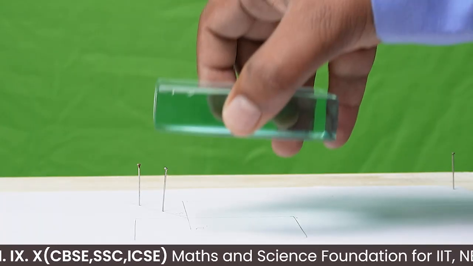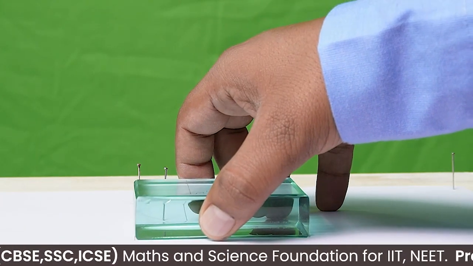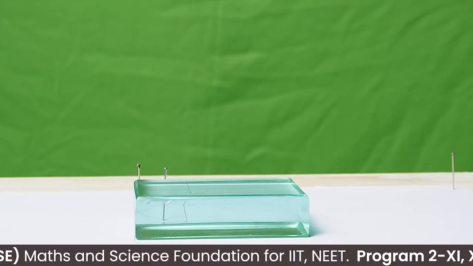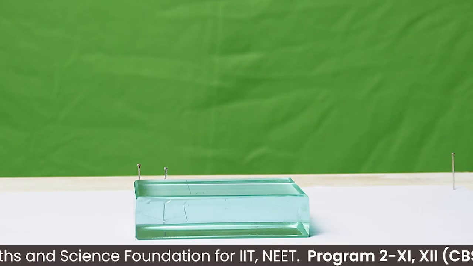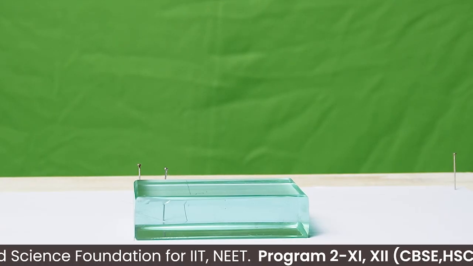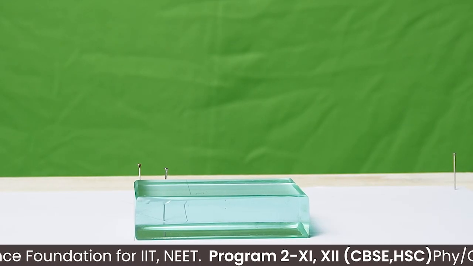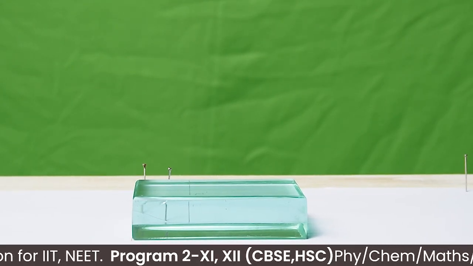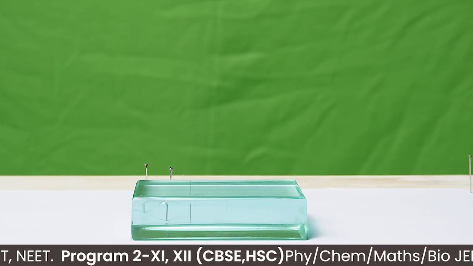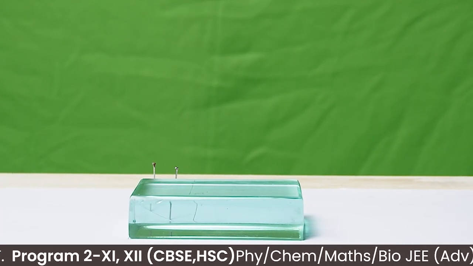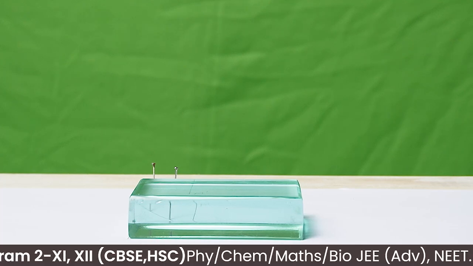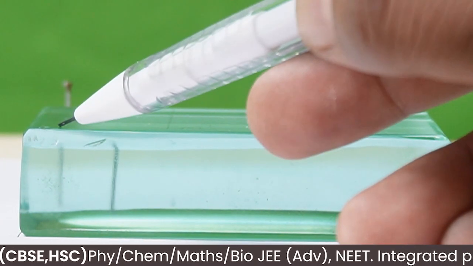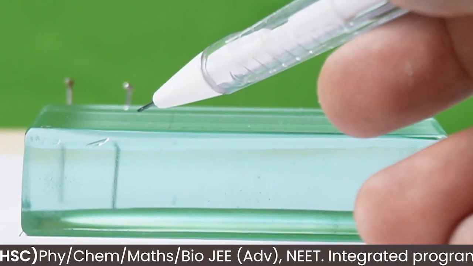Place the glass slab again on the rectangle we have drawn around the glass slab. Now look through the glass slab in such a way that you see only one needle through it. The 2 needles should look like one needle. Now you will see 2 pins at this point, and at this point.